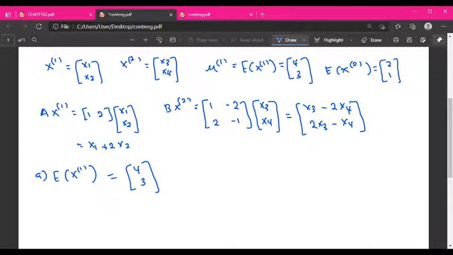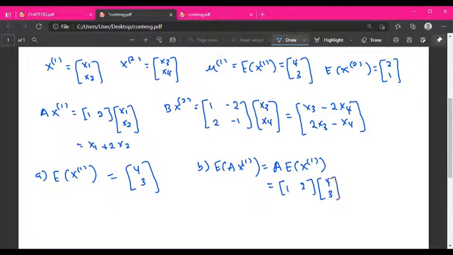Yang kedua, dapatkan expected of AX1. Okay, using the properties yang kita tahu tadi, untuk expected dia akan jadi A expected of X1. So it will be 1, 2, multiply 4, 3. Okay, just multiply these two vectors. So you akan dapat the value adalah 4, 10. Right?